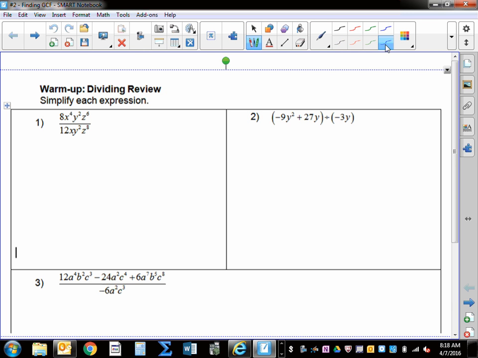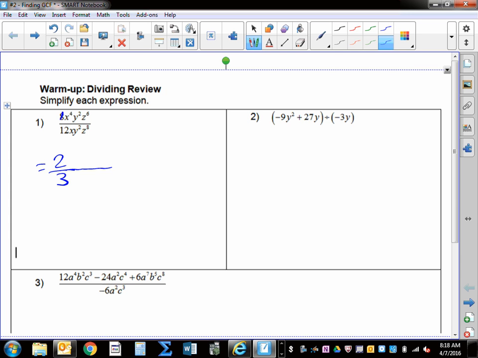Alright, so our warm-up again is just to review what we did last unit where we were simplifying polynomials that were being divided. So for number one, how do we go about doing number one? What do we have to do? Yeah, when we have same bases, we subtract our exponents. With our numbers, though, we actually just reduce it. Yeah, we divide it. Good. So what does 8 over 12 reduce down to? Good. 2 over 3.